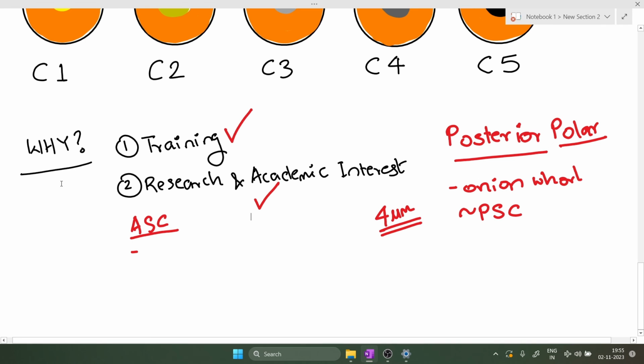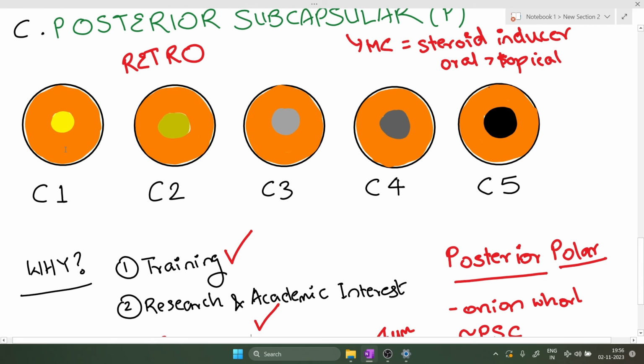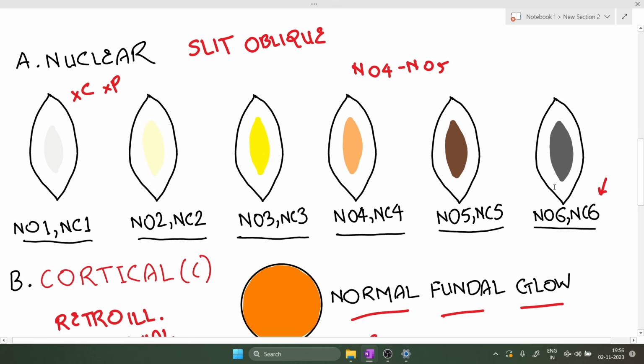So the point of these gradings is to not worry too much whether this is C1 or C2, or whether this is C2 or C3. The point is to make sure that we don't confuse a C1 with a C5 or a C2 with a C5. Similarly, the point of nuclear opacification and nuclear color is to make sure that we don't confuse a grade 2 with a grade 4 or a grade 1 with a grade 5. Those kind of things. So we want to know the trend.